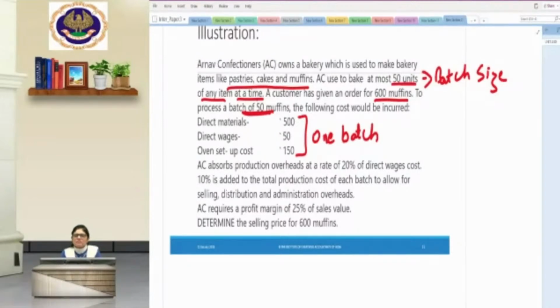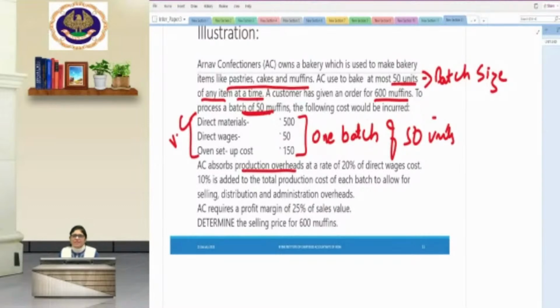So the batch size of this company is 50 units at a time. They have got an order of 600 muffins. And the cost per batch, that means the cost for one batch, that means 500 is per batch. 500 direct material cost is for 50 units. That means for one batch. It is not for one unit, but for one batch of 50 units. Direct wages and setup costs. AC absorbs production overhead. See now, we have got the variable cost here. So this is the variable cost.